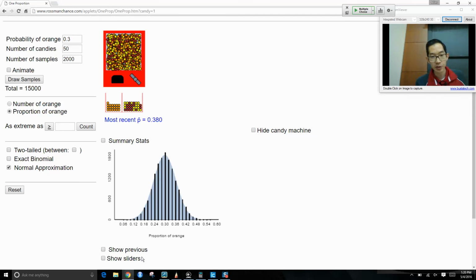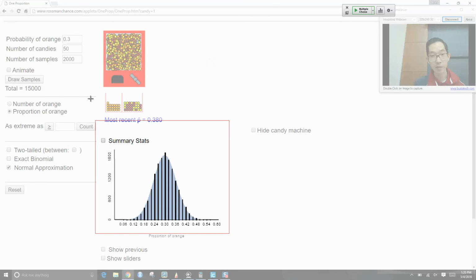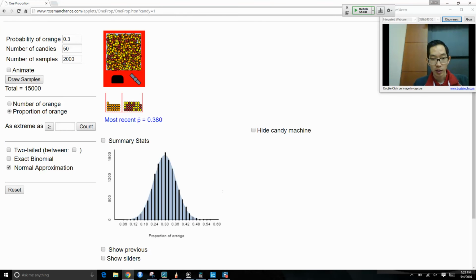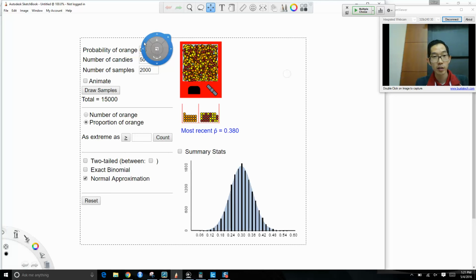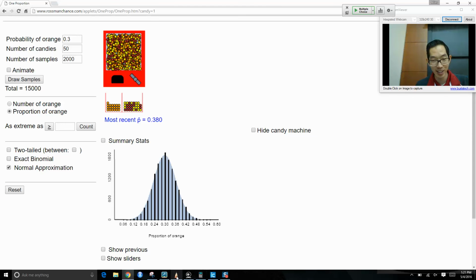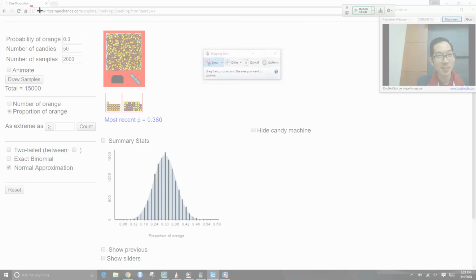All right, and so let me get my little snipping tool. I guess I'll copy this. I'll put the URL in the notes as well in case any of you are inclined to try this out yourself. Okay.